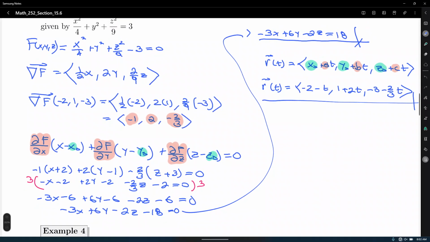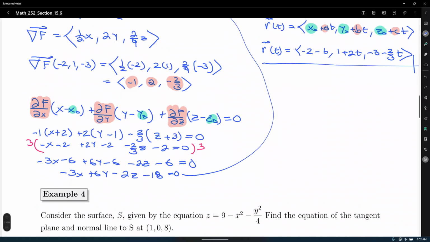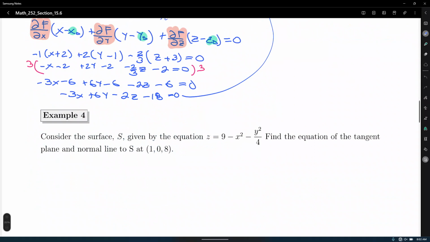All right, so for example number 4, which is the second example. Let's find the equation of a plane given this equation for the surface at the given point, and also the equation of the normal line. All right. So let's compare these two exercises and see the main differences between the two.